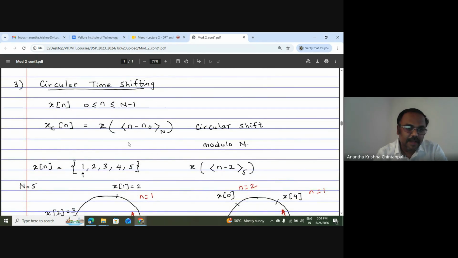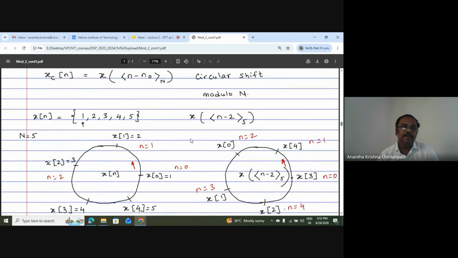So xc of n is given by x of n minus n. This is the expression modulo n. So we call it a circular shift with respect to modulo n. As an example, take x of n as 1, 2, 3, 4, 5. So in this case, the capital N is 5.